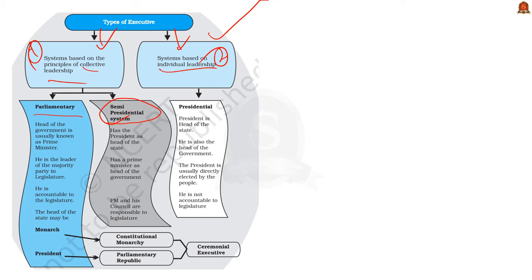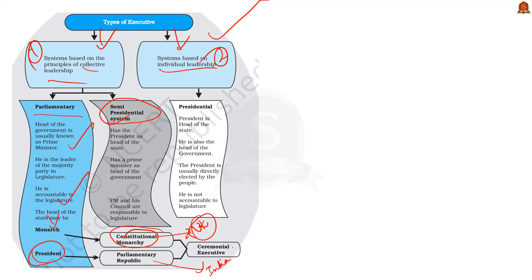In the parliamentary, head of the government is usually known as prime minister. He is the leader of the majority party in legislature and he is accountable to the legislature, whereas the head of the state may be a monarch, and if the head of the state is monarch, we'll call it as constitutional monarchy. A very good example for this type of constitutional monarchy is UK. And when the head of the state is president, that is an elected representative, then we call it as parliamentary republic. India is a parliamentary republic.